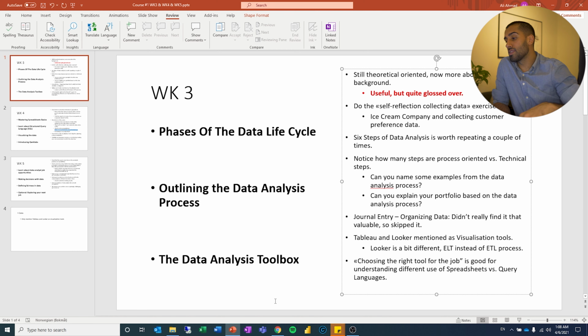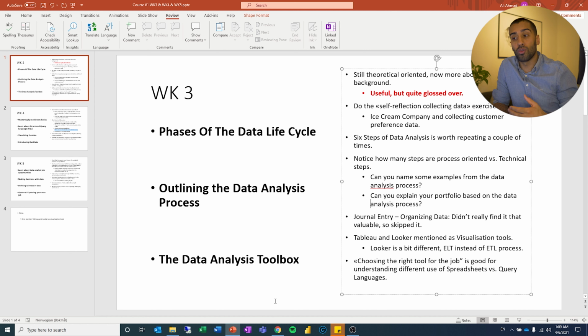The next thing I want to point out is notice how many steps are process-oriented versus technical steps, and try to think about that as you go through this course. Both in the phases of the data lifecycle and outlining of the data analysis process, think about that. And I've also written some questions. Can you name some examples from the data analysis process? Can you tie some of that to some real-life examples that you know about? And can you explain your portfolio based on the data analysis process?